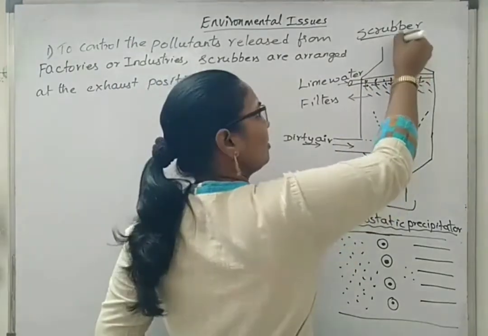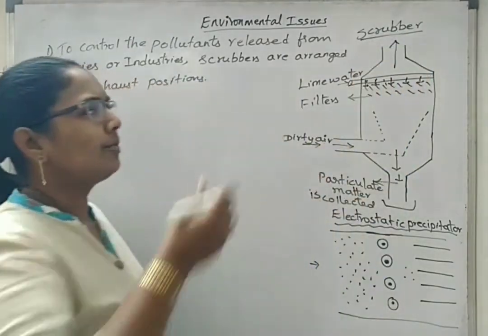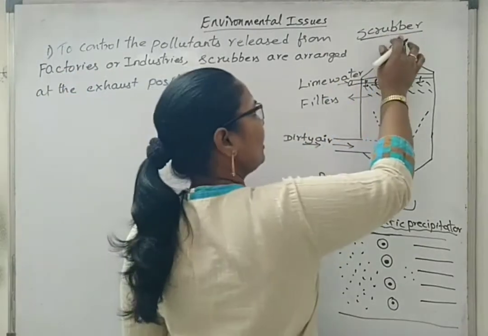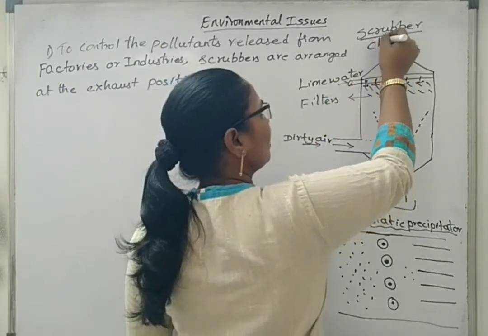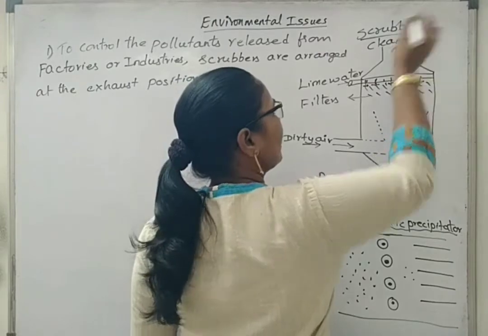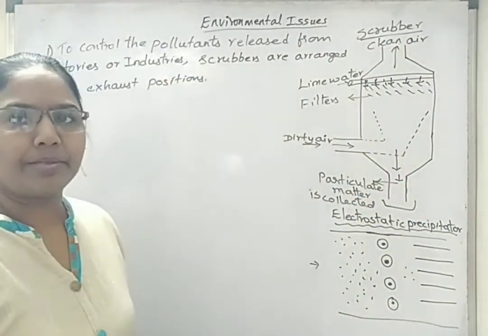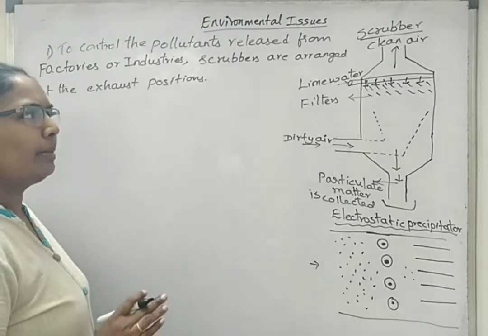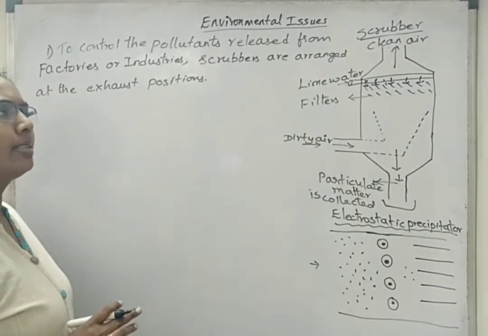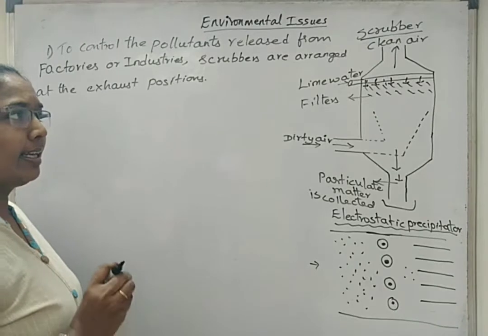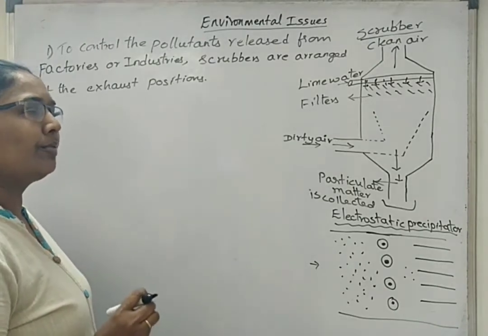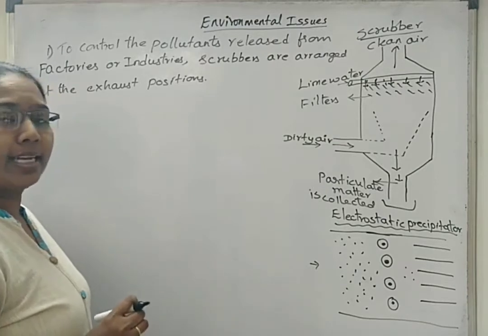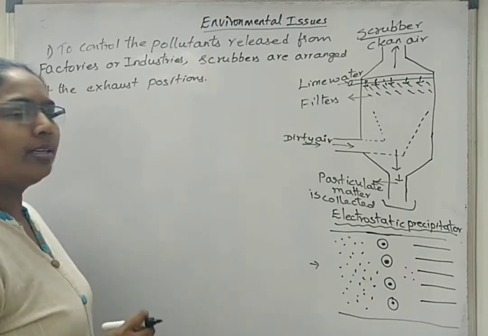Now towards the upper part, clean air is moved out. Clean air is pumped out of the scrubber. So in this way, the scrubber has a lime water pumping arrangement, some filters, and clean air is finally removed from one side of the scrubber, and particulate matter is collected at the other side of the scrubber.